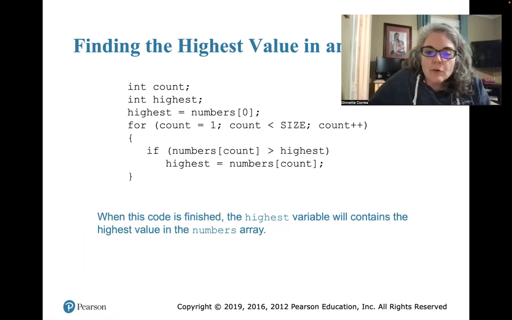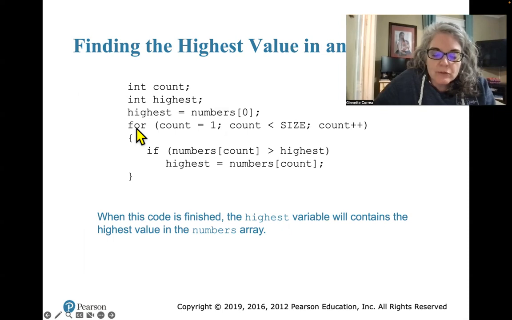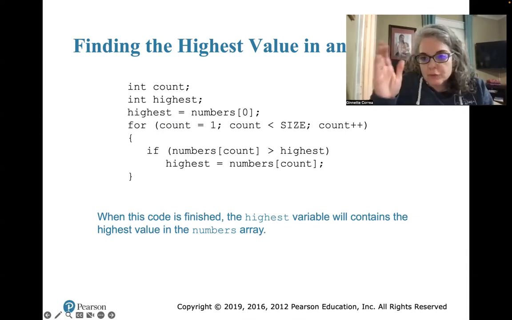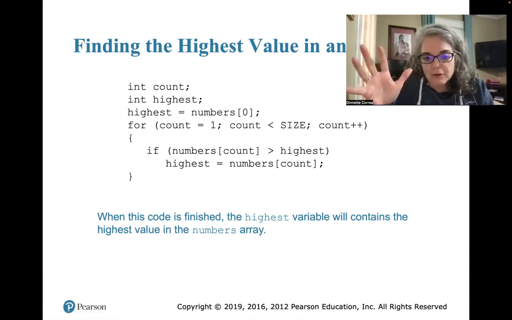This is an example of what we do if we need to find the highest value of an array. And so here we're using just a regular for loop starting at 1 and less than the size of the array, count plus plus. The reason we're starting at 1 is because we're setting the very first element of the array to be the highest. You've got to have a starting point.